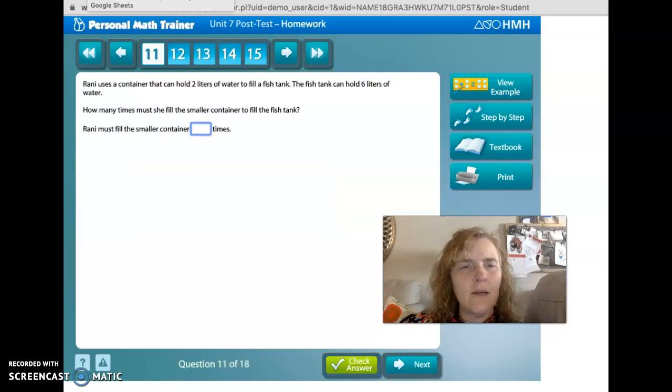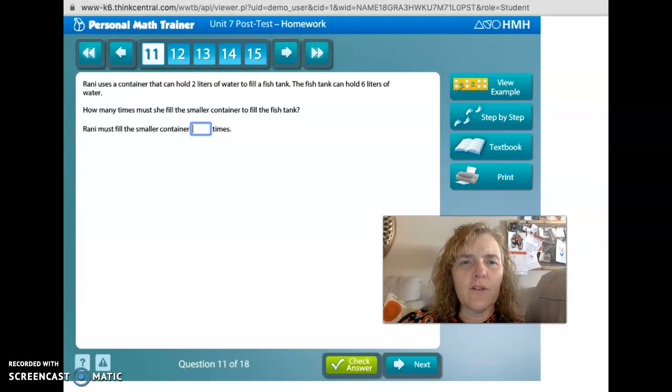Okay, we are more than halfway done. Hang in there. Number 11. Rainy uses a container that can hold 2 liters of water to fill a fish tank. The fish tank can hold 6 liters of water. How many times must she fill the container to fill the fish tank? So if it holds 6, then I can go 2, 4, 6. So I need to fill it 3 times.